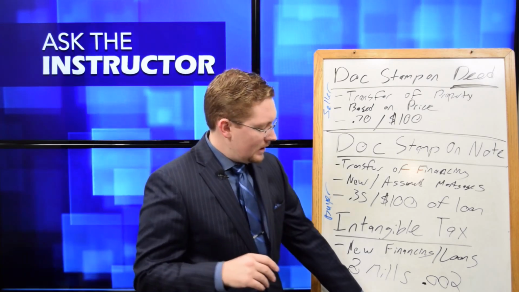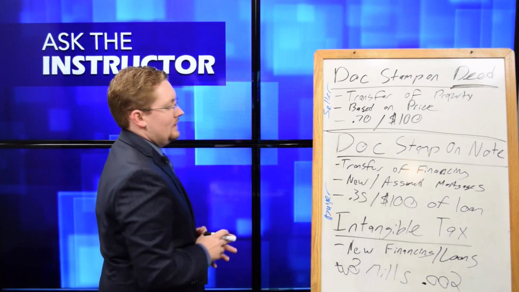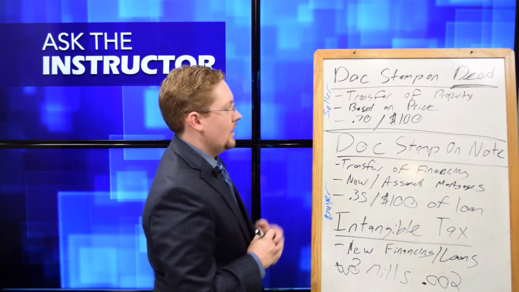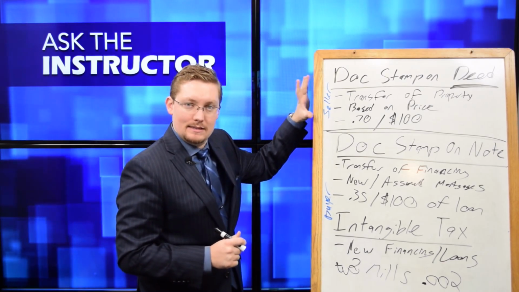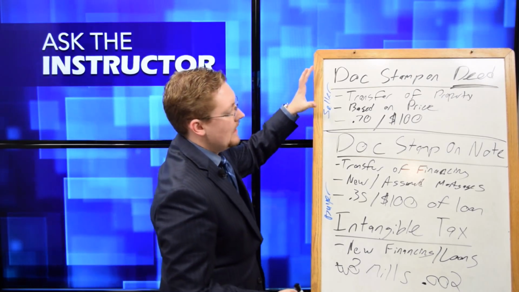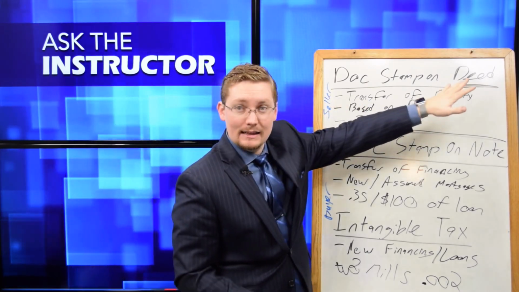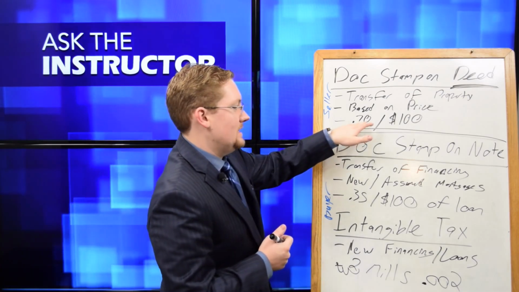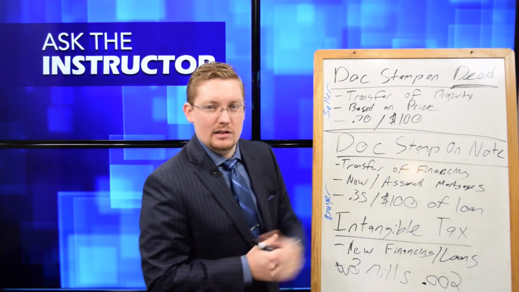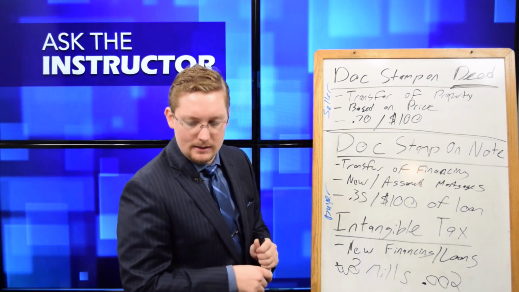So before we went on break, we were covering what these different doc stamp taxes are. We have the doc stamp on the deed. This is typically the seller's expense because it's the seller's deed that they're transferring, and this is based off of the price that's on the deed, since the deed is what transfers ownership of the property, and this is going to be 70 cents for every $100 worth of value on the property.